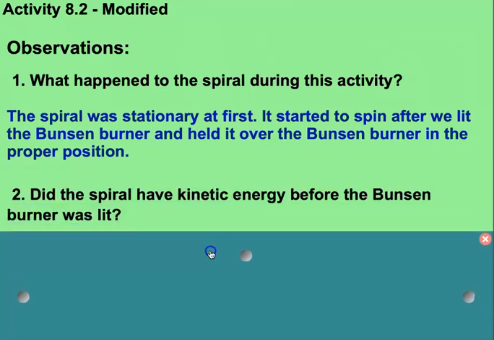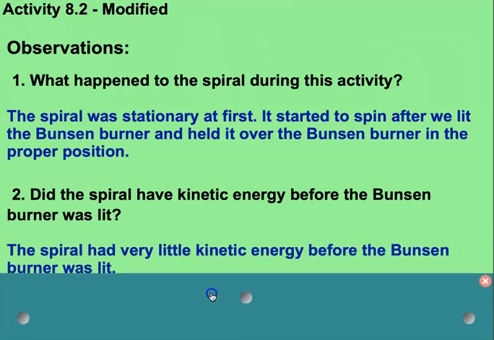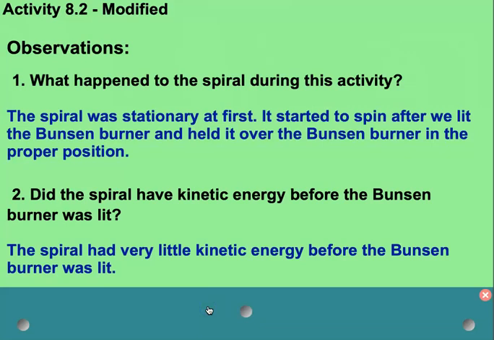Did the spiral have kinetic energy before the Bunsen burner was lit? Well, for practical purposes, it did not have very much kinetic energy before the Bunsen burner was lit. Obviously, it was probably wiggling around a little bit, but it wasn't spinning.